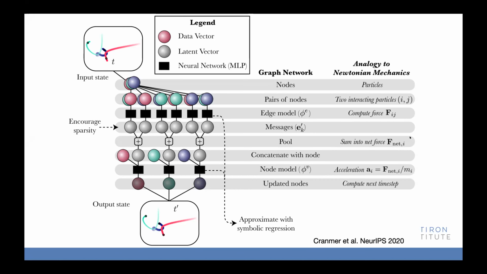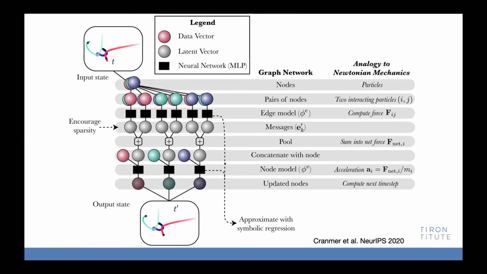summing over all the net force on each of the nodes. Once you concatenate with the node, which now has the information of the masses and the positions, you can easily compute the acceleration step and update the nodes. And the whole thing, of course, is trained according to the data set. And what we did, which is kind of different apart from just the graph network part, is that we encourage sparsity for both the edge model and the node model.